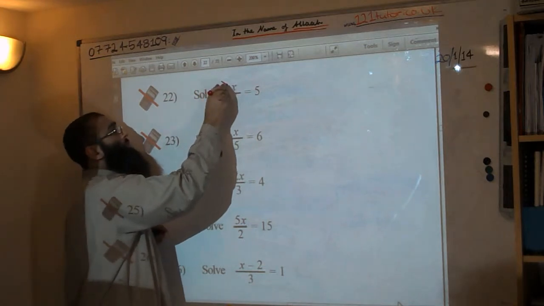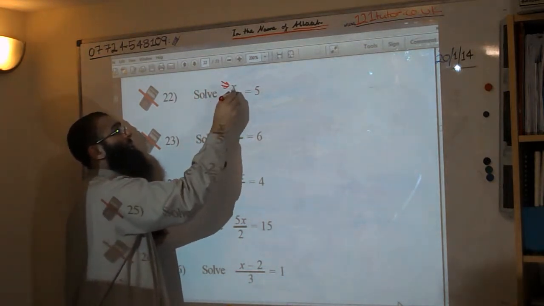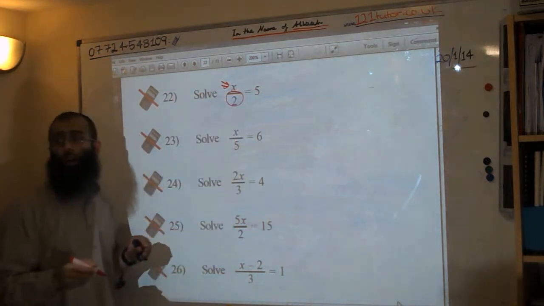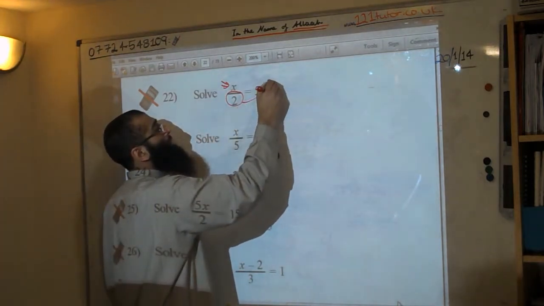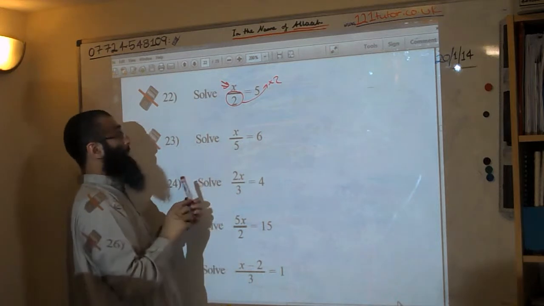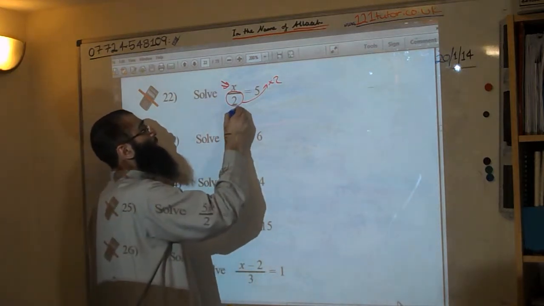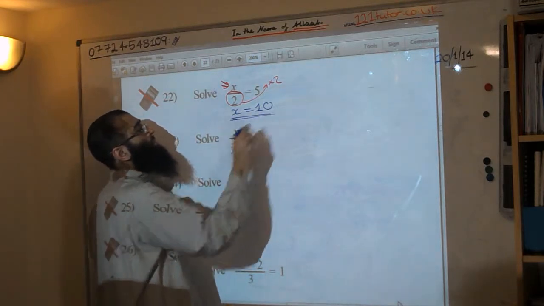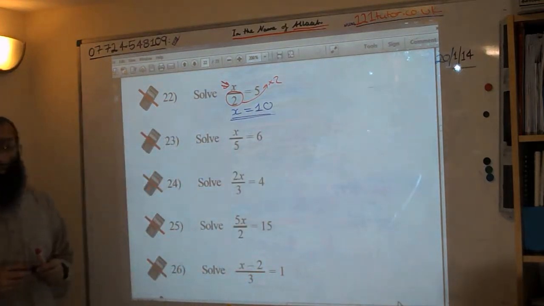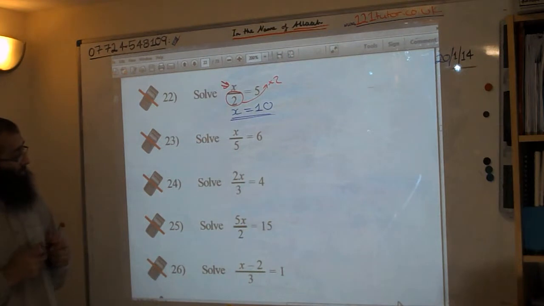Question number 22. We start with the x. X has been what? It has been divided by 2. And the opposite of divide by 2 is times by 2. So what looks a bit uncomfortable to look at is something nice and simple: x equals 10.